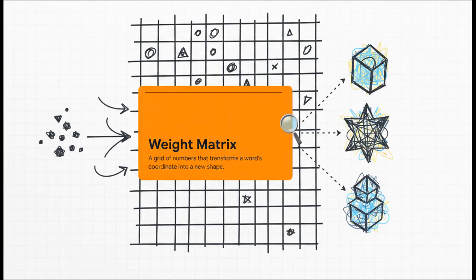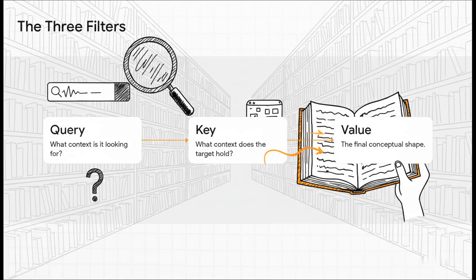In order to break the rigid rules of the dictionary and dynamically warp its geometric map based on the immediate context, engineers created three completely new filters. These filters are called trainable weight matrices. A trainable weight matrix is essentially a massive grid of adjustable numbers that mathematically transforms a word's original coordinate into a brand new shape. By the way, these are the parameters you're hearing about when people casually mention that a model has billions of parameters. Every single word in a sentence is forced through these matrices, splitting it into three completely different geometric avatars. These three avatars are known as the query, the key, and the value.